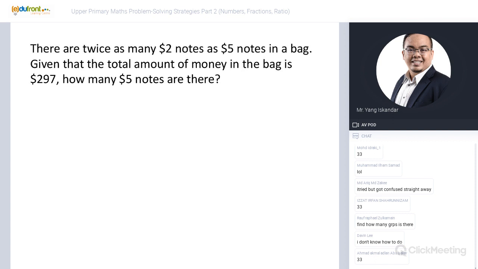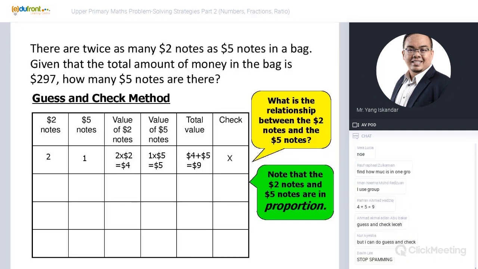Don't know? Try. Okay, Ahmad Akmal, yes, the answer is 33. Those who got the answer 33, what method did you all use? Anybody use guess and check? Okay, some of you used set method, grouping method. Okay, 3-step guess and check. Let me show you. Now, some students, if you do not know the grouping method, you would use the guess and check method.